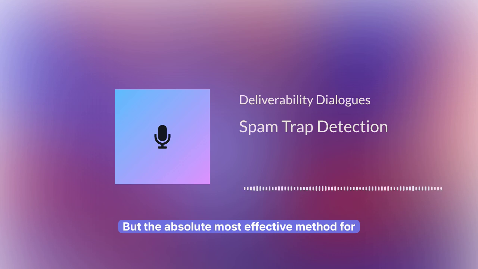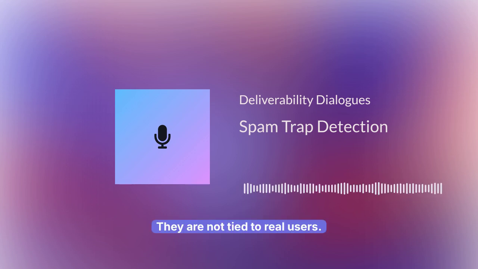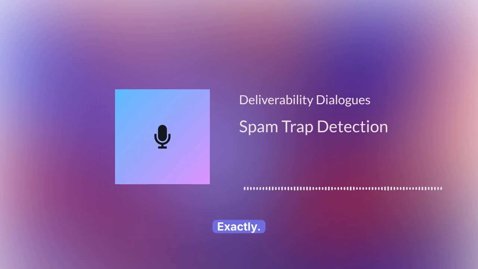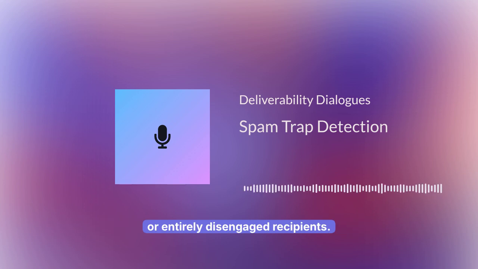But the absolute most effective method for detecting these hidden traps is tracking user engagement. Think about it logically. Spam traps are machines. They are not tied to real users. Therefore, they never open your emails, they never click links, and they never reply. Exactly. If you have a segment of email addresses that have remained completely 100% inactive over multiple campaigns, they are either spam traps or entirely disengaged recipients. From a deliverability standpoint, both are terrible for your domain health. You need to remove them.